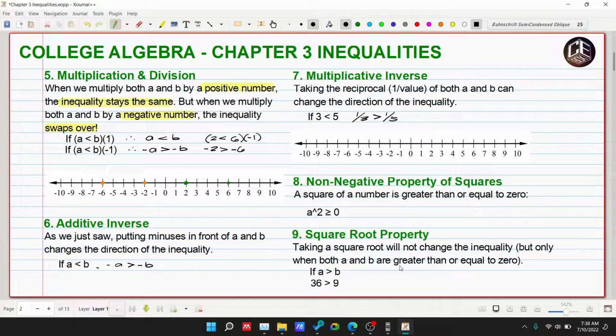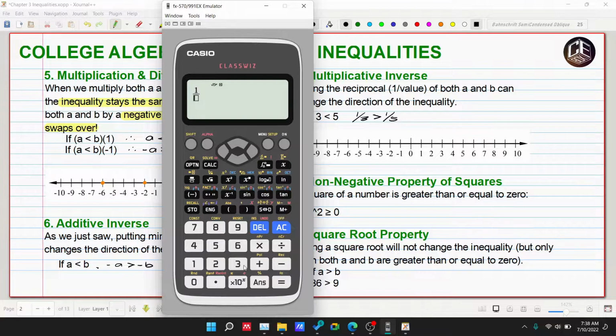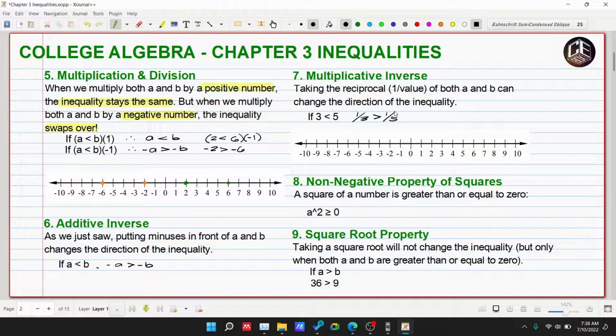Bakit? Kasi alam naman yung value ng 1/3. Ang 1/3 natin is 0.333, pero ang 1/5 natin is 0.2. Kaya magbabago yung direction. Nasaan ba ang 0.333? Andito. Yan. 0.333 and 1/5 natin is 0.2. Ayan, okay? So, magbabago yung direction. Ito nung una na 3 is less than 5. Okay?